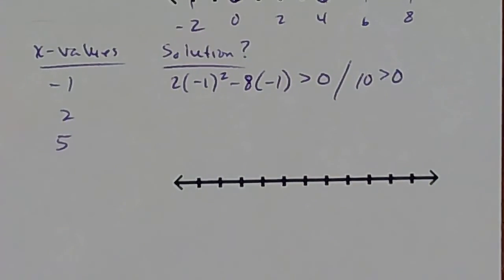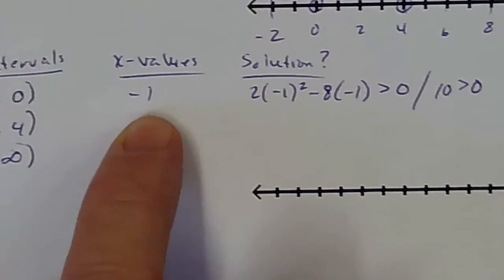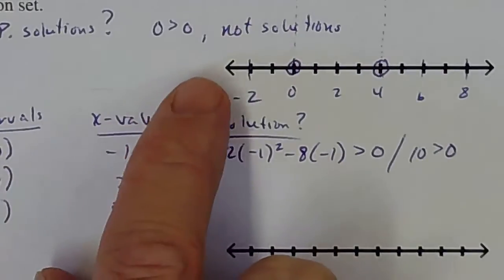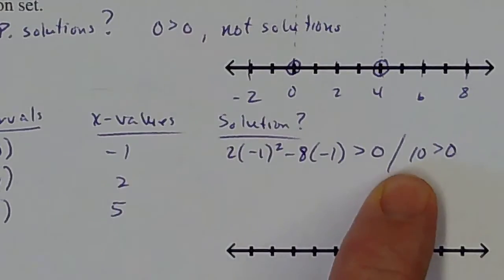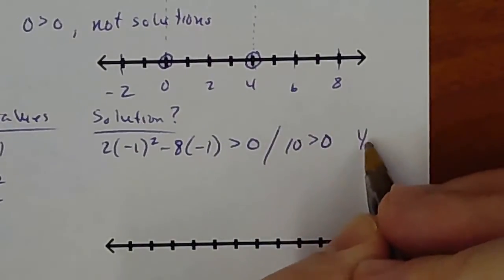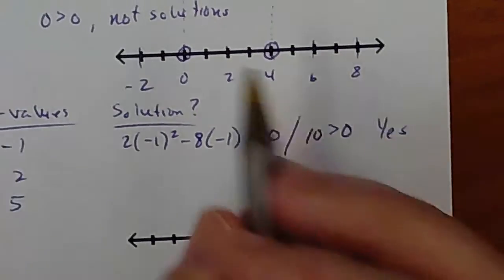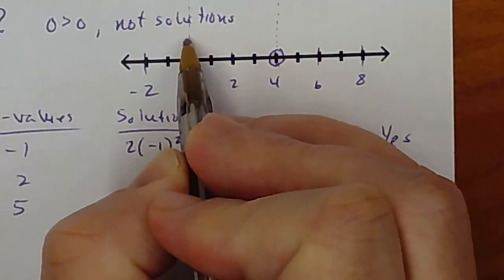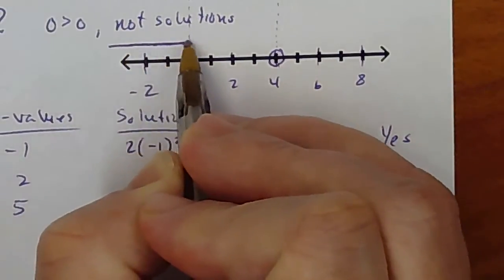So since 10 is greater than 0, -1 was a solution. So would anything I picked over here. -2, -3, I would have got a different number, but I would have got a true statement right here. So the answer is yes. So it basically means anything to the left is going to work. All right, so on our number line, we show it this way.